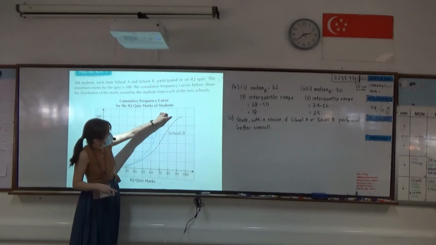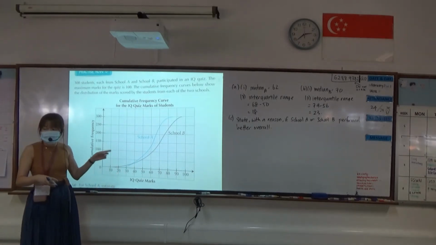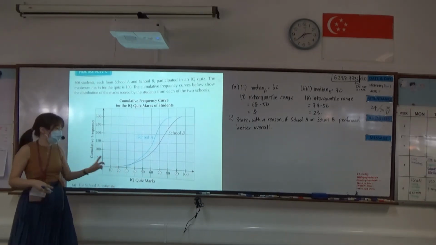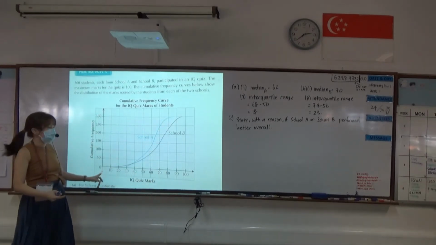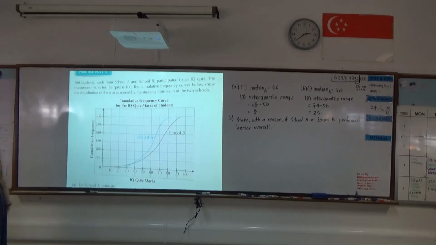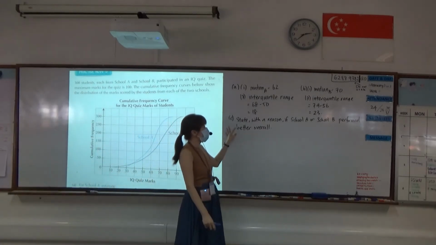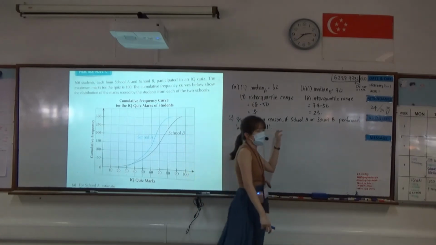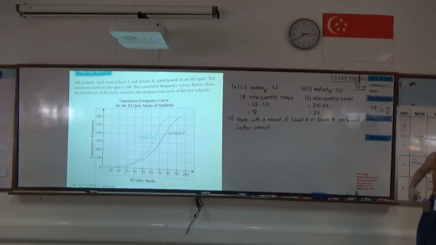So from the end of the graph. Pay careful attention if the question asks for range. We look at the tips of the graph to know what is the range of the school itself. But that's beside the point. We're looking at comparing. State where with a reason. Did school A or school B perform better overall? So what do you think?